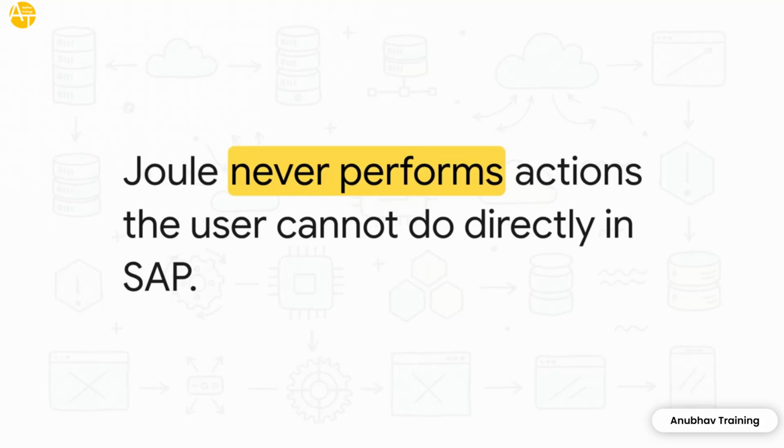And that brings us to a massive point I really want to emphasize. Joule never performs actions or shows data that the user cannot already access directly in SAP, period. By rigorously checking those specific roles and authorizations we just talked about, Joule guarantees strict compliance. This is literally what makes Joule enterprise safe, and it's a huge differentiator from the wild west of generic AI copilots out there that completely lack this deep, context-aware integration with your business roles.